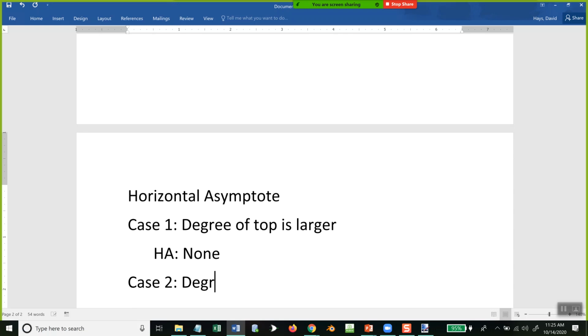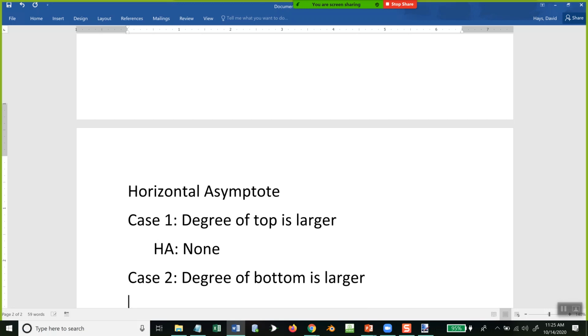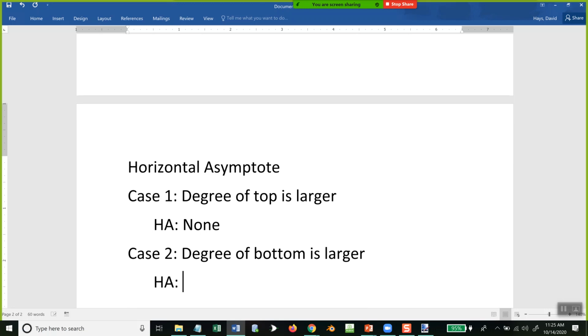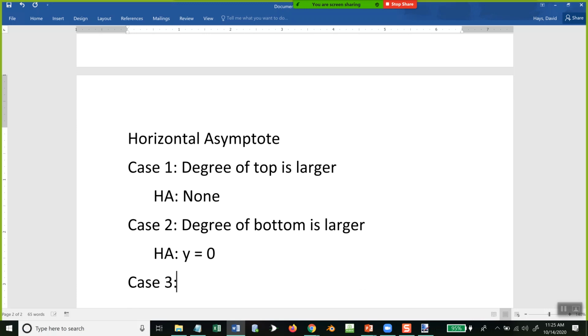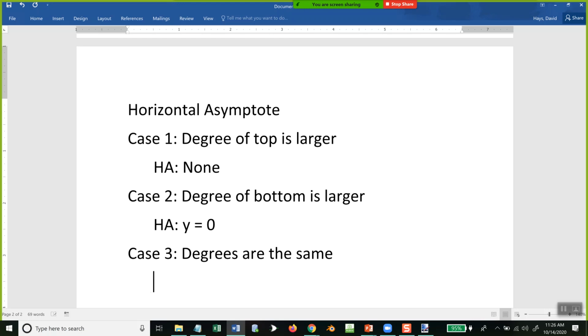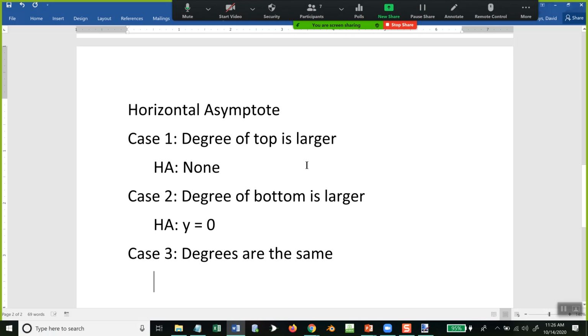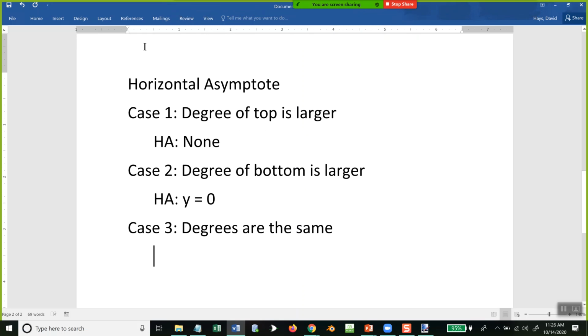Case two, the degree of the bottom is larger. Your horizontal asymptote is y is equal to 0. Case three, the degrees are the same. And I like to show this by example. If I try to put in the words, I talk about standard form, leading term, leading coefficient, and it just gets very convoluted.